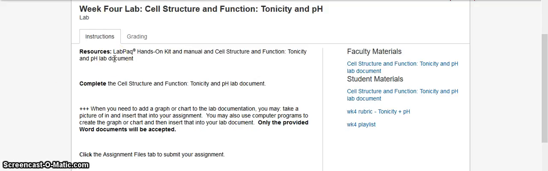Make sure you read the manual and the lab all before you do it. It just makes life easier. It's like a cookbook recipe. It's best if you read it all first, and then make sure you put everything into your lab document.